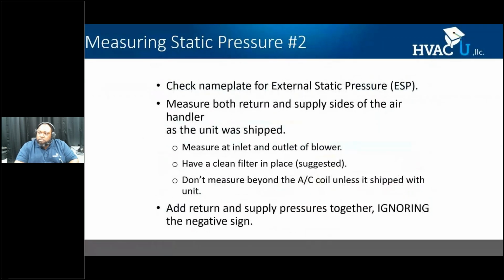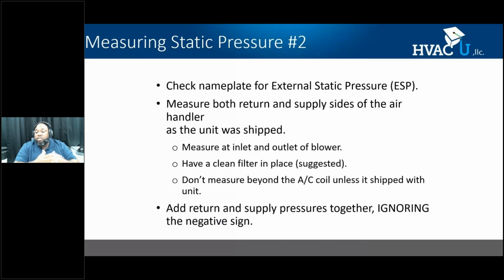For taking static pressure, you're going to check the nameplate for the external static pressure, or TSP, TESP, or ESP. When you check the nameplate, the static pressure number depends on the type of equipment. There are different ratings for furnaces as compared to air handlers or air handlers that have coils in them. So you have to be certain which piece of equipment you're working with. You're going to measure both the supply and return sides as the unit was shipped. That's the key.